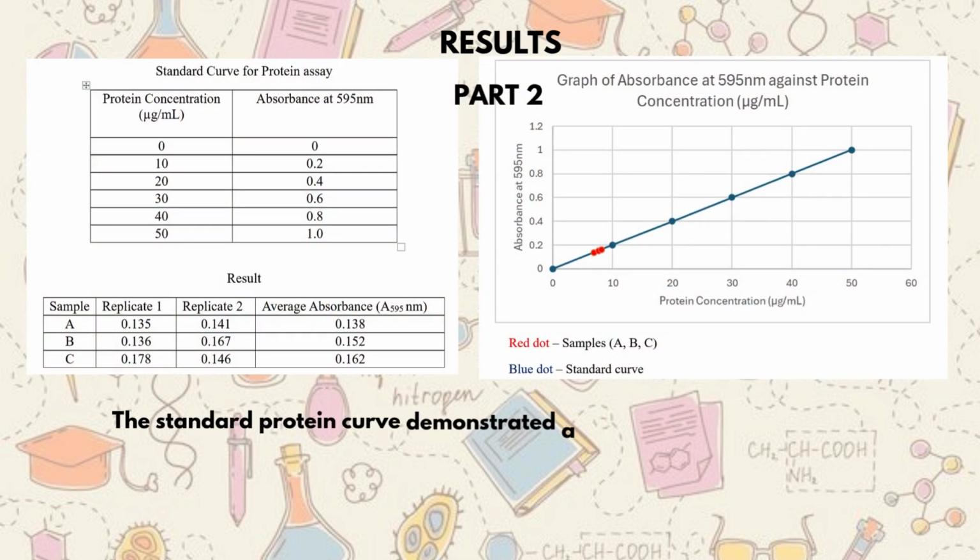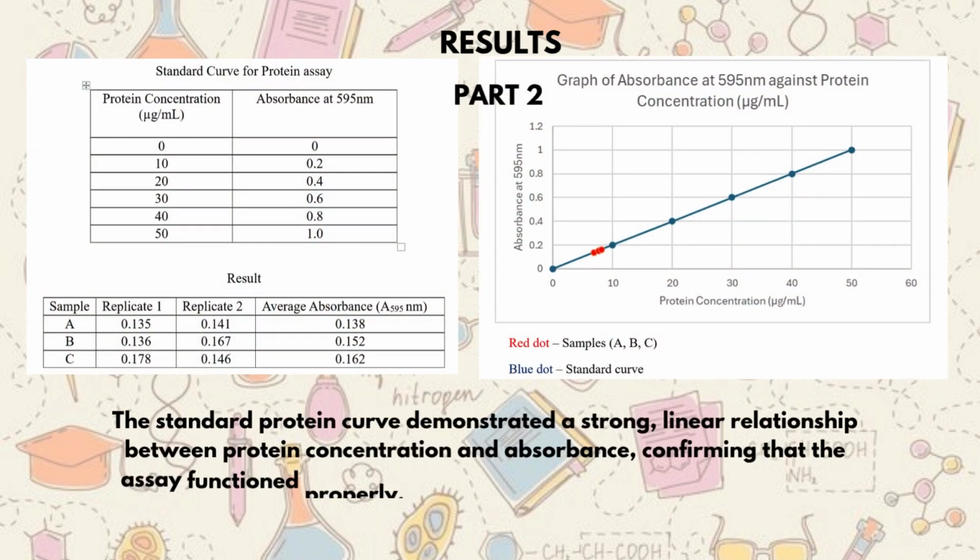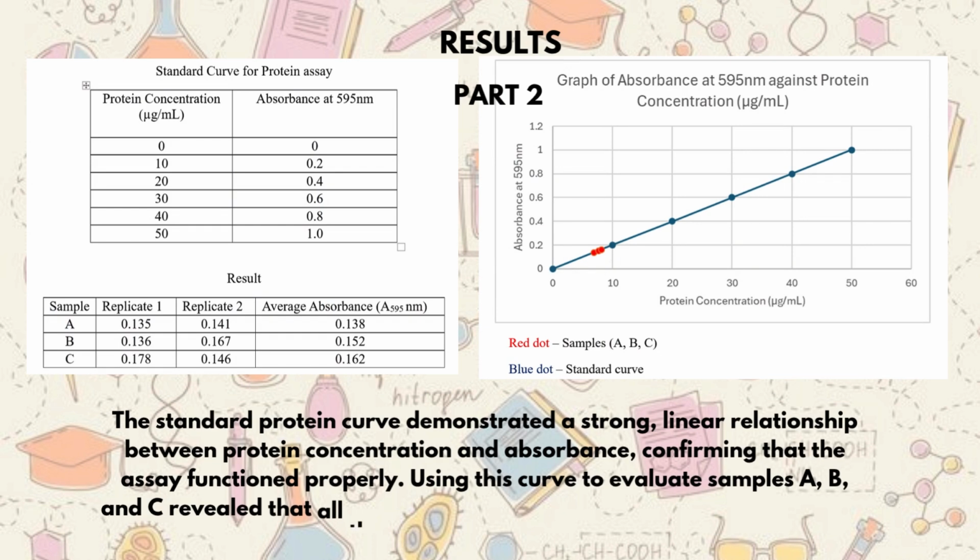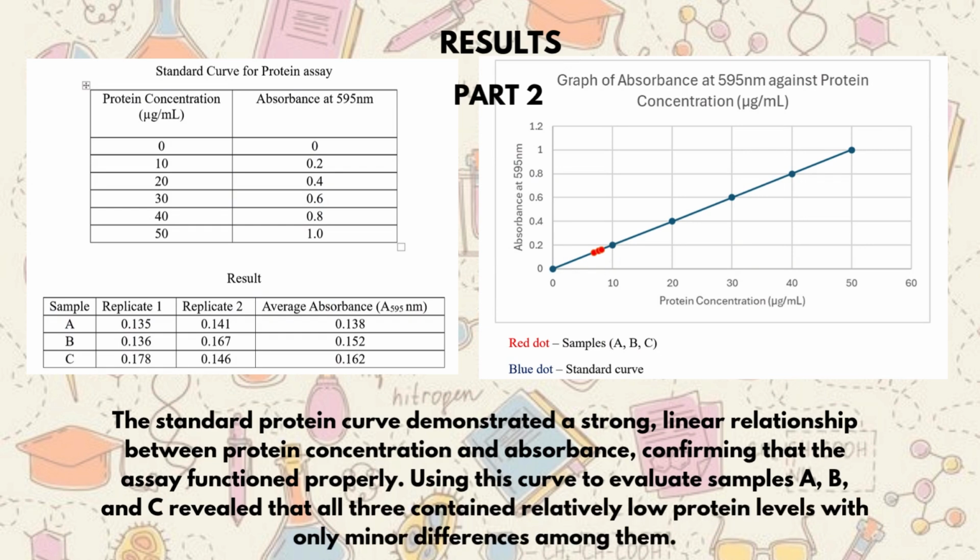In part 2, the standard protein curve displays a clear and reliable linear relationship between protein concentration and absorbance, confirming that the assay performed correctly. By comparing the absorbance of samples A, B, and C to the standard curve, we determined that all 3 samples contain low protein concentration with only slight differences between them.